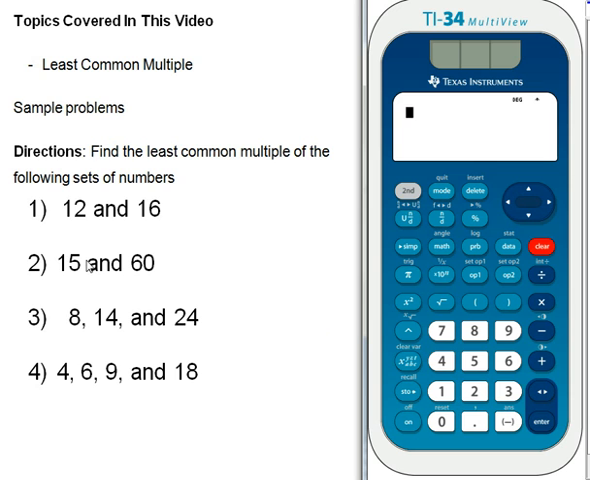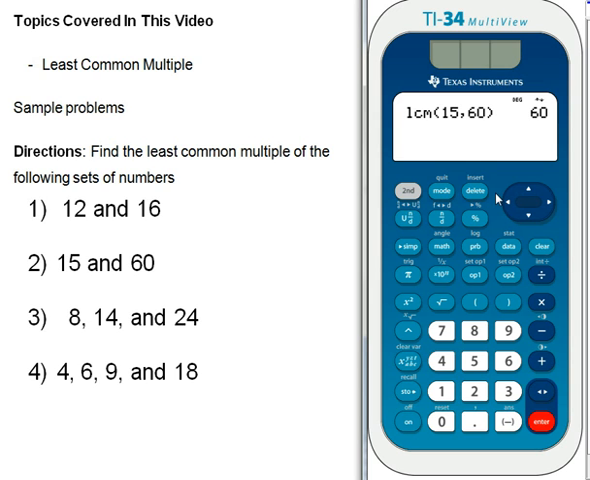For problem number 2, we would hit math, option 1 for LCM, and then 15, our second button, and then our decimal point to get our comma, and then 60. Then we close it with a closing parenthesis and press enter. It tells us that the least common multiple is 60. If you're pretty good with your multiplication, you'll know that 15 times 4 is 60. So what that's showing us is that 60 is a multiple of 15. So that's our least common multiple.